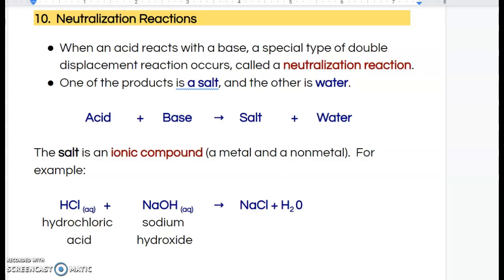called a neutralization reaction, where it neutralizes the hydrogen ions and the hydroxide ions, like we learned in the acid and base lesson. They kind of neutralize each other to form a pH of 7. During a neutralization reaction, one of the products is a salt and the other is water. So that's what you always get. You have an acid plus a base, and you get a salt plus water.